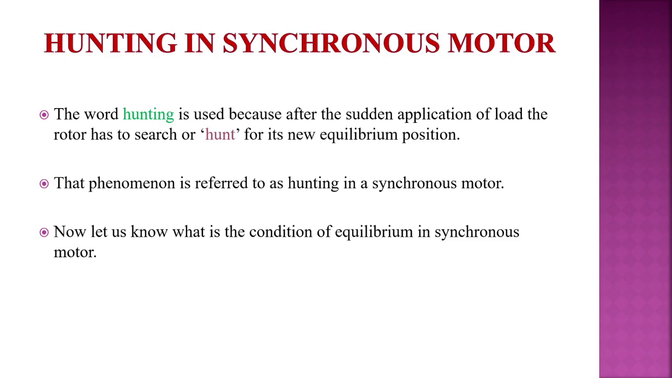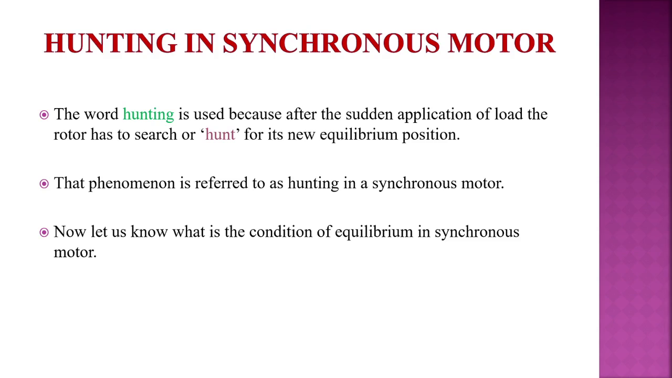So hunting can be suppressed by providing a damper winding, which is also called squirrel cage winding or damper grids. That we will see later. Okay, as of now, let us see what hunting is. I hope this is clear to everyone that hunting is nothing but, after sudden application of load, rotor will search or hunt for its new equilibrium position. So this phenomenon is called hunting.